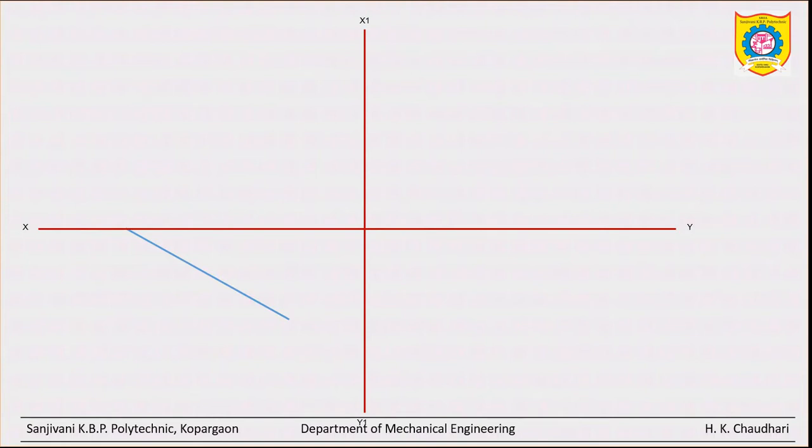So make a line inclined at 30 degrees to xy. Okay, it is in the top view. So considering the side on this inclined line, draw the square, correct? As usual you can draw a square in this way of size 50 mm.